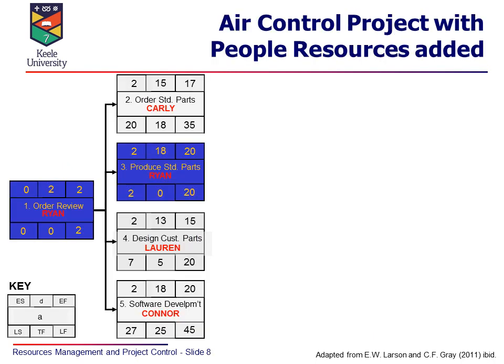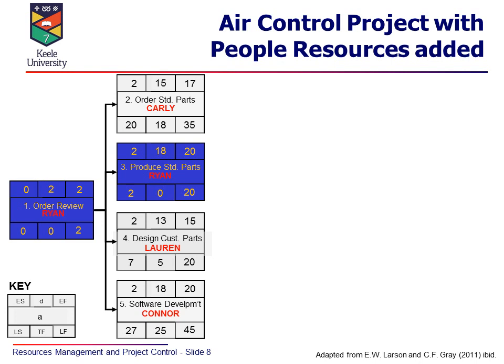Now what we added into that was the fact that actually sometimes we have resource constraints, and so what we did was add into that project the constraint of the fact that certain people can do certain tasks. And so we saw certain activities were allocated, or all the activities were allocated, and we saw that Ryan, Carly, Lauren and Connor all play their part. We're just allocating people to those areas.